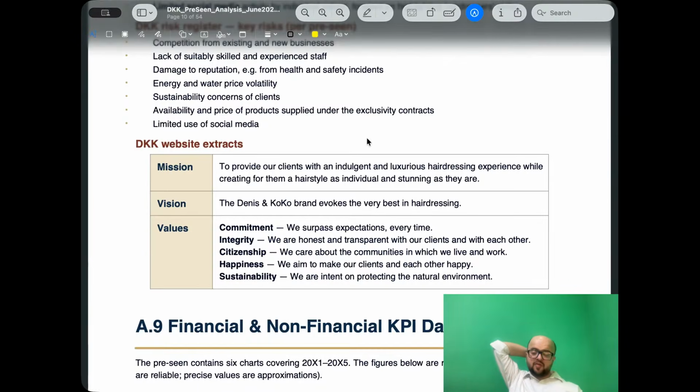And what are some of the values that the organization stands by? Commitment, integrity, citizenship, happiness, sustainability. Okay, we surpass expectations every time. So whatever is the promise or the commitment to the client, you end up delivering more than that. Being honest and transparent in your dealings, specifically with price and services offered.